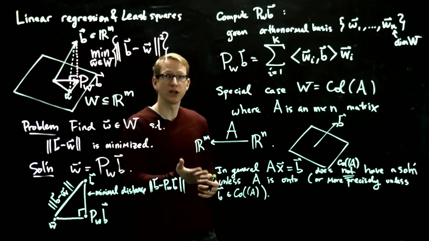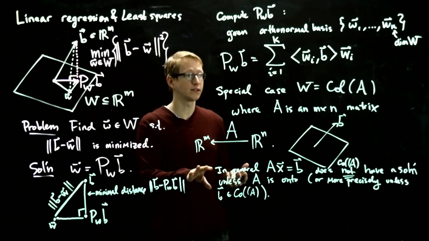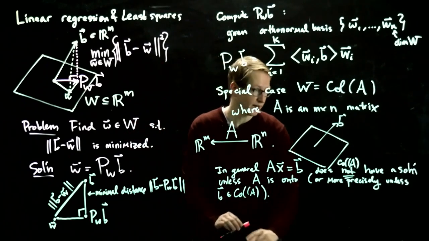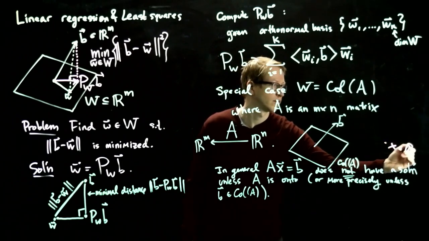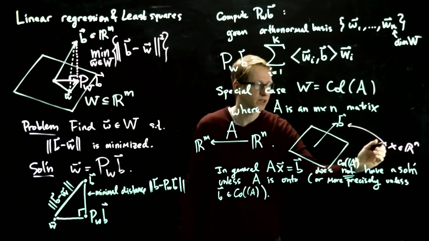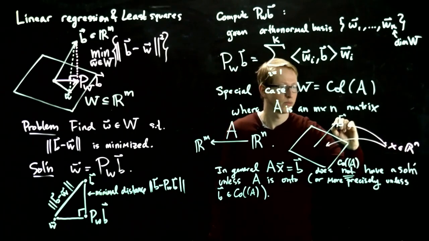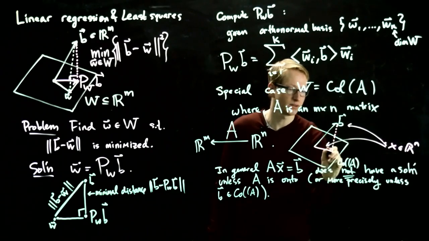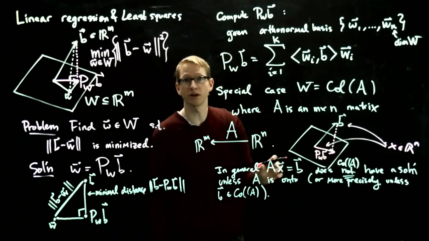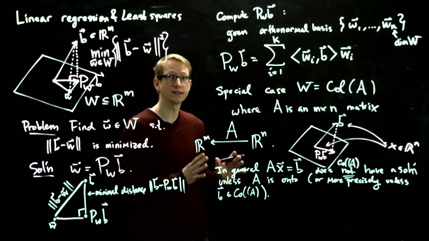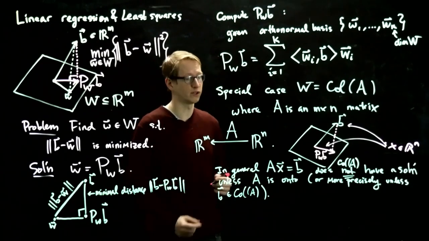But because this doesn't happen in general, instead of trying to solve this system, which might not have a solution, we can solve an associated system instead. I might not be able to find an x in our domain here that maps to the vector B, because all x's get mapped to this subspace. What we can try to do instead is project B onto this subspace. And now this vector, the projection of B onto that subspace, is by definition inside the column space of A. And therefore, we can solve that associated system.